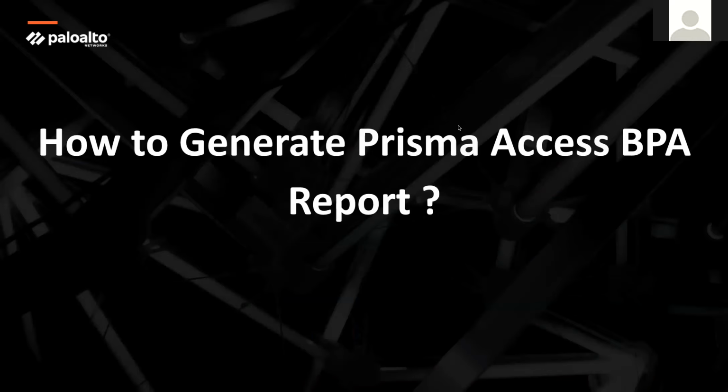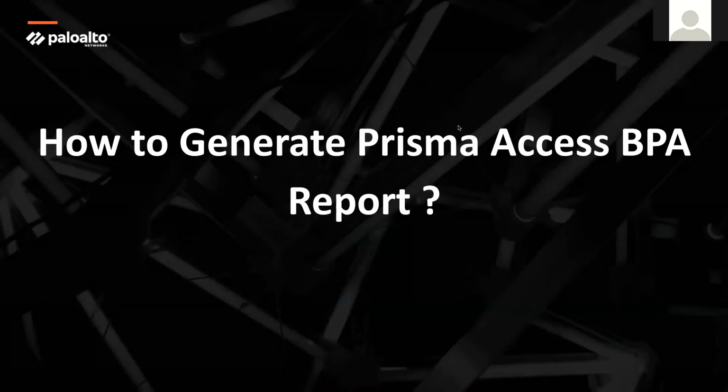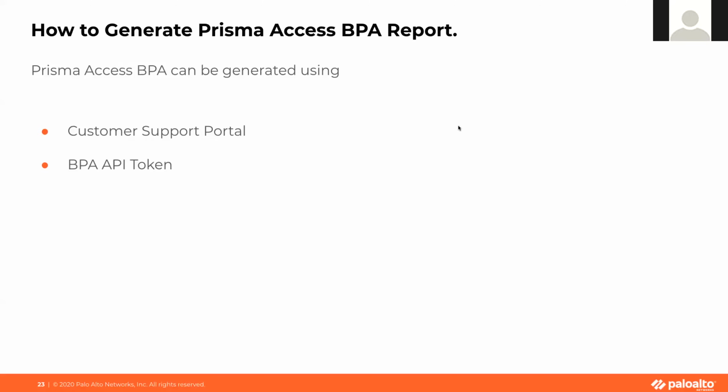How you can generate the Prisma Access BPA report. There are two ways you can generate Prisma Access BPA report. One is through the customer support portal, and other one is BPA API token. I will explain both of them. And again, I'm specifically talking about here Panorama Managed Prisma Access only.